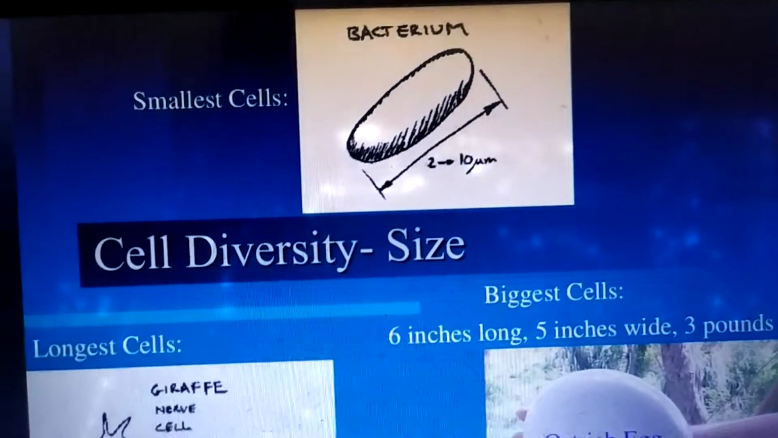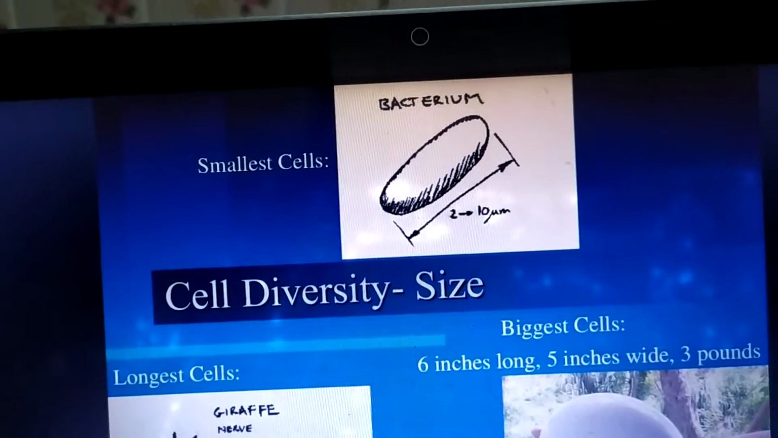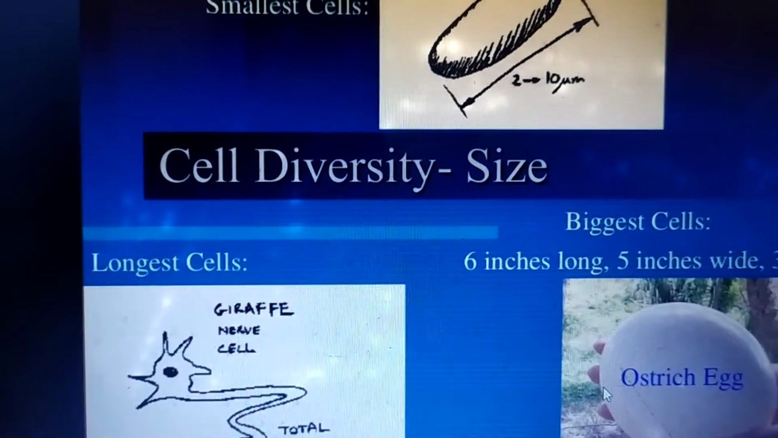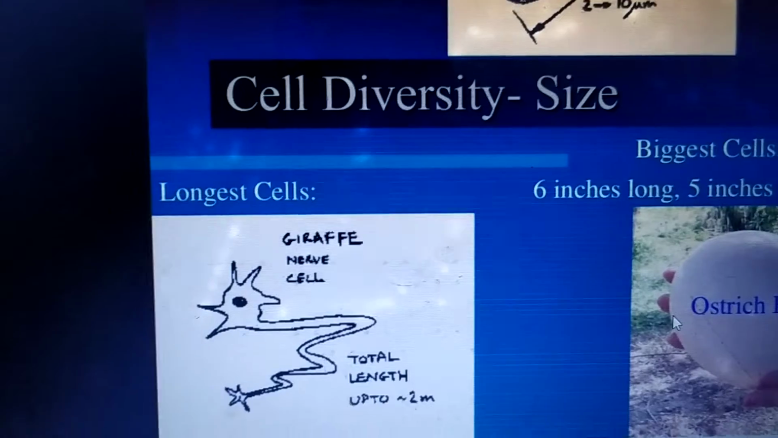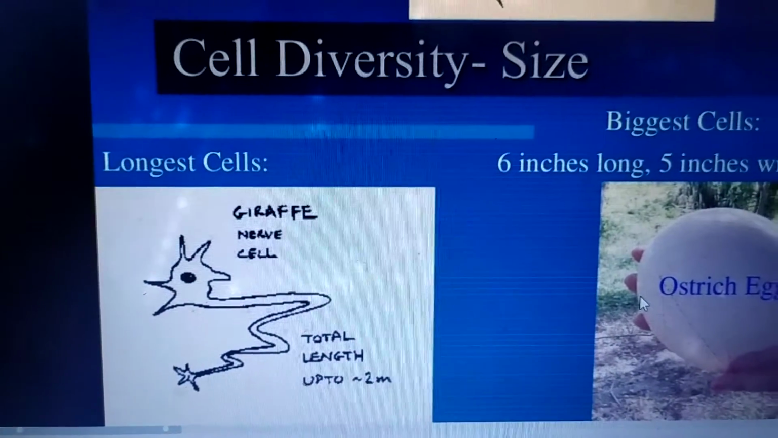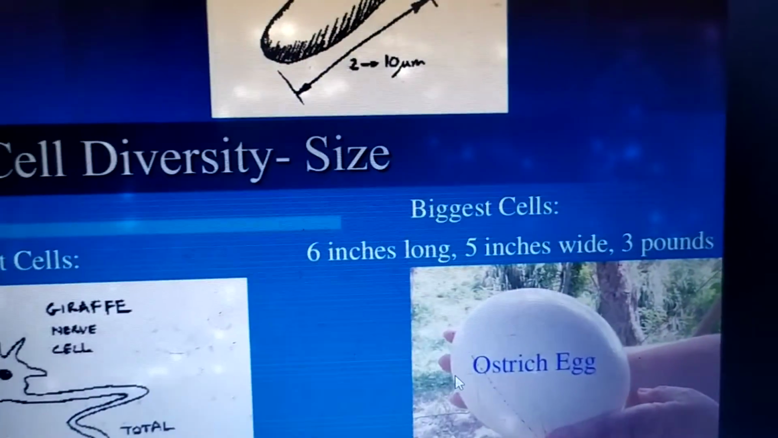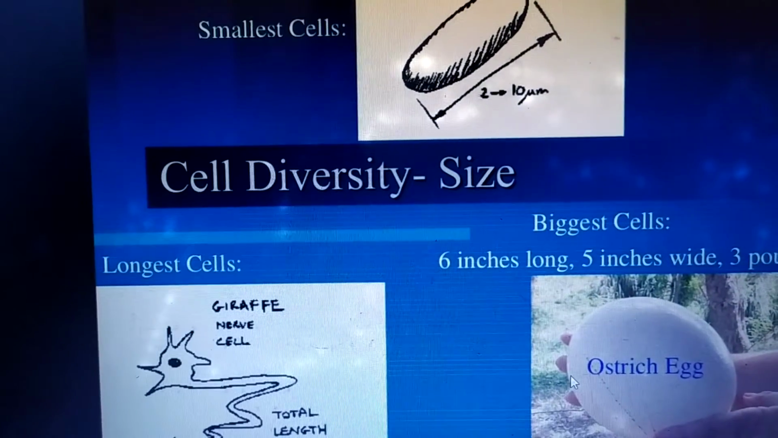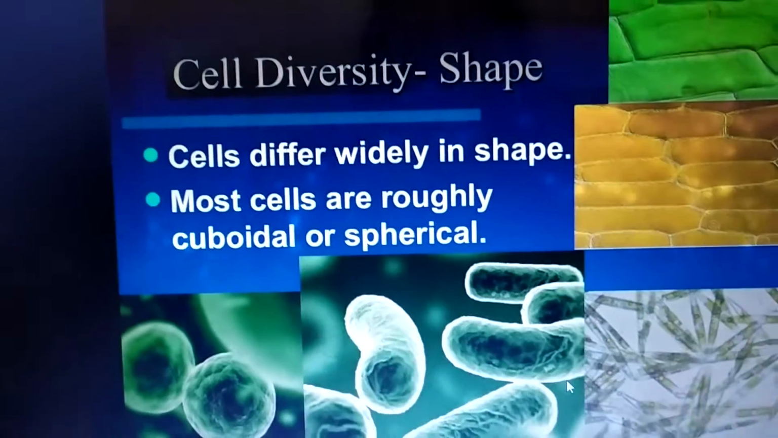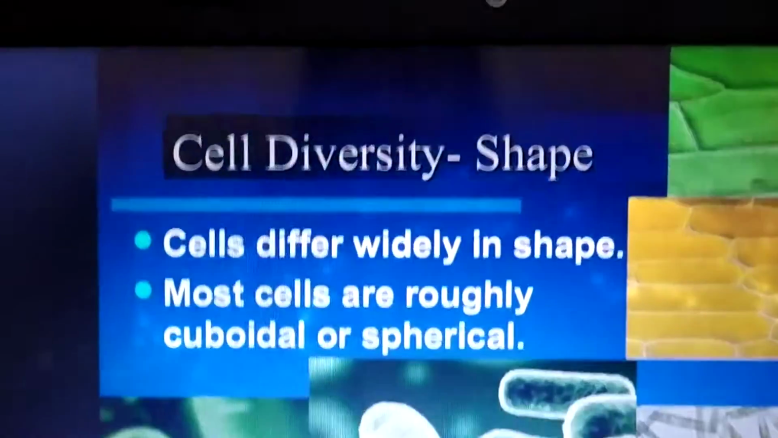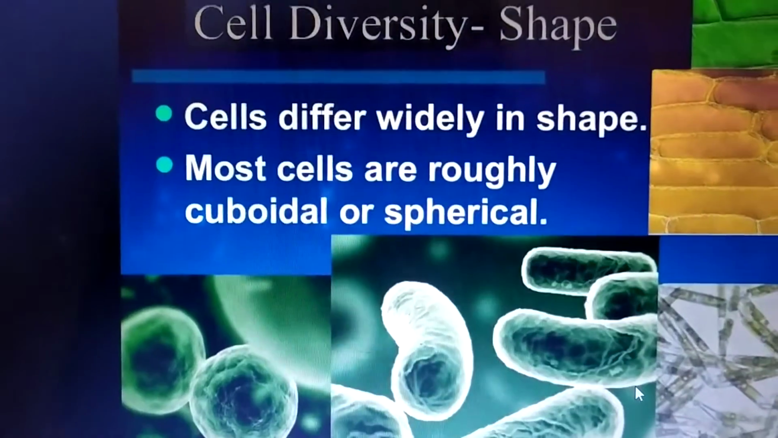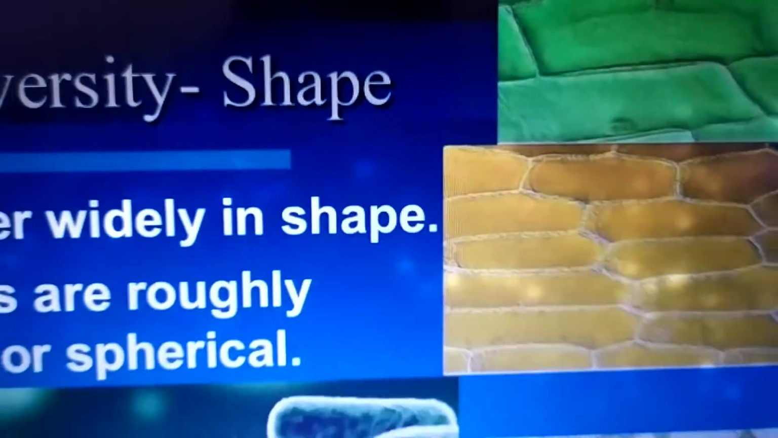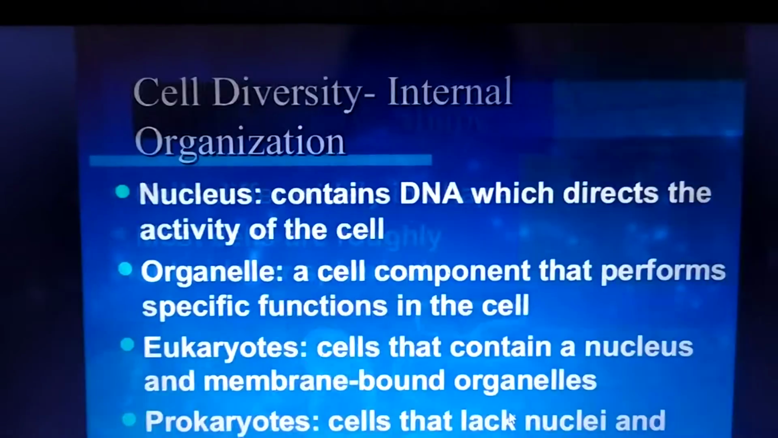Cell diversity, as you can see: the smallest cell is bacteria. It has the smallest cell inside it. What is the longest cell? The longest cell, as we can see, is the nerve cell. It is placed in the category of longest cell. The biggest cell is the ostrich egg. Cell diversity in shape: cells differ widely in shape. Most cells are rod, cuboidal, or spherical. As you can see, the size and shape of the cells.